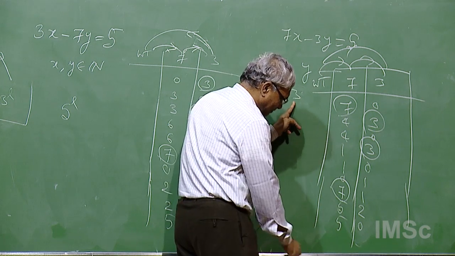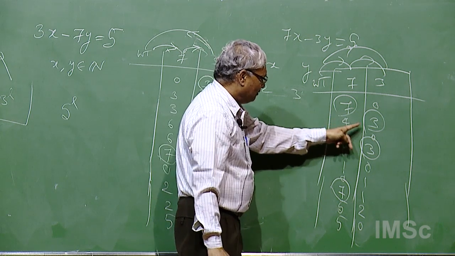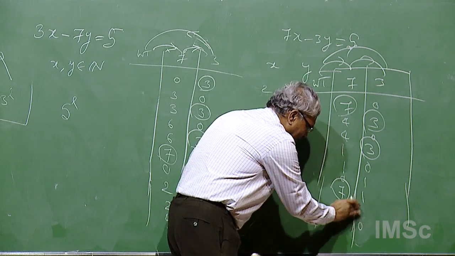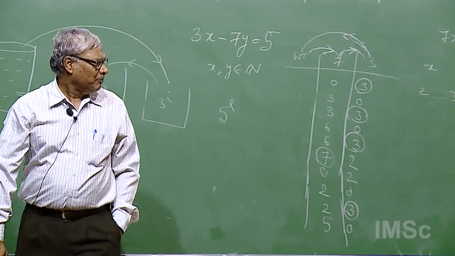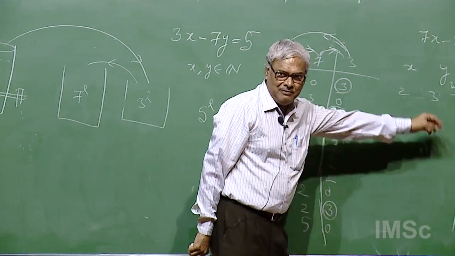Where is that? Did I miss something? Yeah. 1, 2. Here. This is 3, sorry. It's right. So again, we have solved this equation also for positive integers.